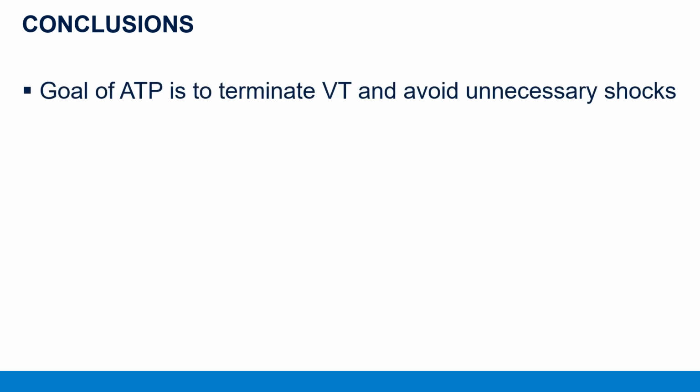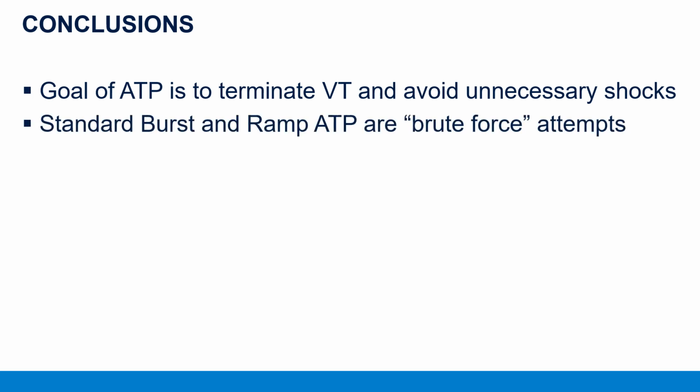So let's review what we've learned when thinking about reentrant VT and how anti-tachycardia pacing works or doesn't work to terminate the VT. Of course, the main goal of ATP is to terminate VT painlessly and avoid painful, unnecessary shocks that decrease quality of life and cause psychological harm to the patient. Standard burst and ramp ATP schemes essentially are brute force attempts to terminate VT, and it's a bit of trial and error whether either one of them is able to deliver pacing pulses into the excitable gap at the right place and the right time to terminate VT.